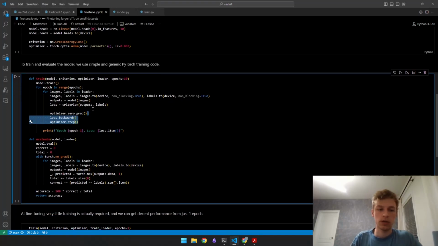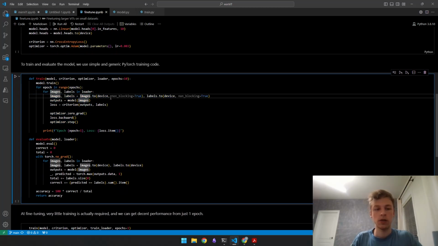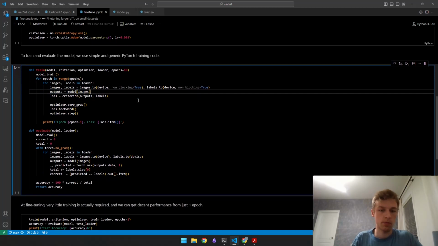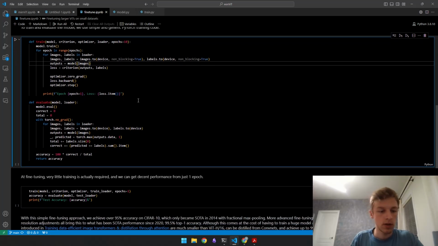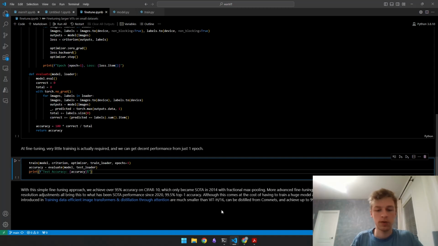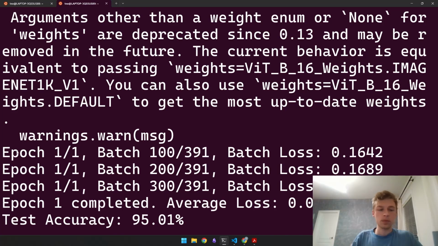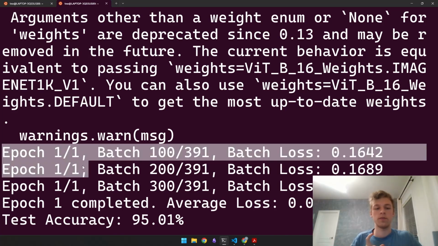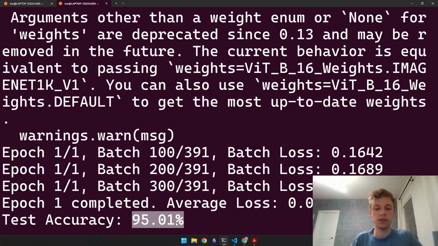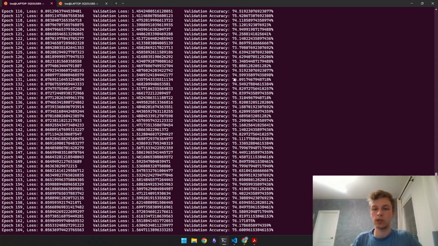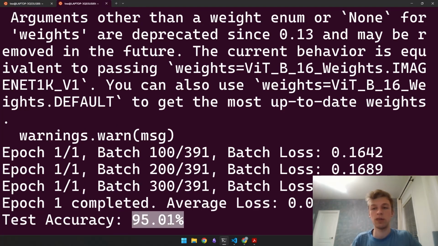This is pretty standard PyTorch training code. I do have non-blocking on because that made the performance better on my device. And yeah, here we have printing. And in this terminal, we have the results of that. I've only trained the ViT B16 model for one epoch. You get a test accuracy of 95%, which is much better than trying to retrain a model just on the data set alone. So as you can see, the fine tuning is very effective.